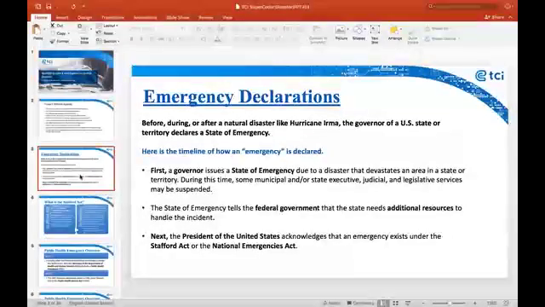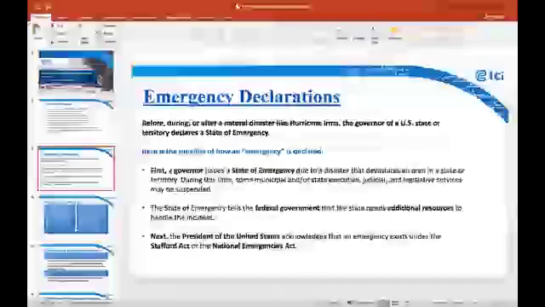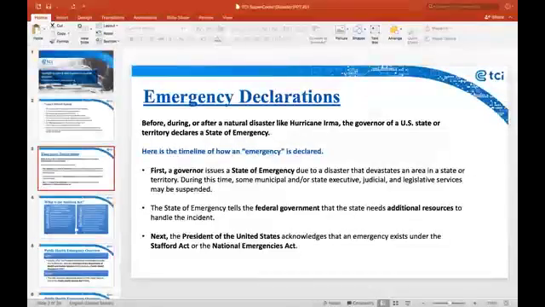Before, during, or after natural disasters like Hurricanes Harvey, Irma, Maria, and Nate, the governor of a U.S. state or territory declares a state of emergency, and that is what starts the emergency declaration process. How the timeline works is first, a governor issues a state of emergency due to a disaster that devastates an area in a state or territory.